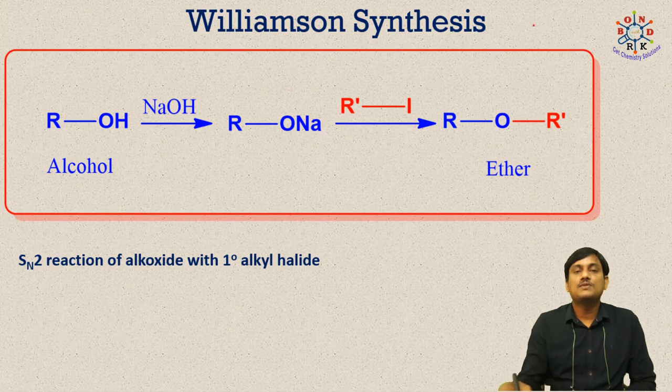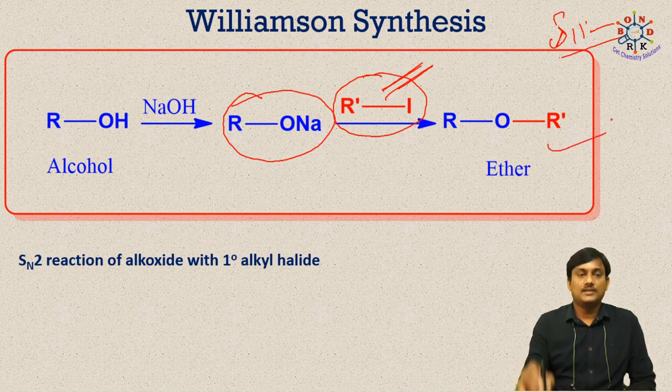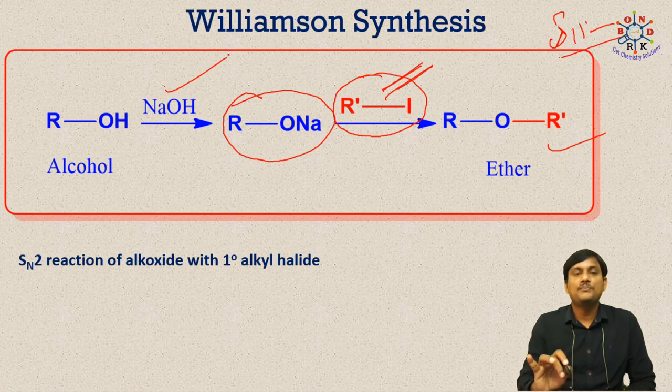Williamson synthesis is an example of an SN2 reaction between sodium alkoxide and alkyl iodide. Generally, we take a primary alkyl iodide in the case of Williamson synthesis. There is a formation of ether. So you can convert alcohols into ethers by using Williamson synthesis. First, the alcohol is converted into sodium alkoxide by treating with sodium hydroxide. The alkoxide part will react with alkyl iodide and there is a formation of ether.